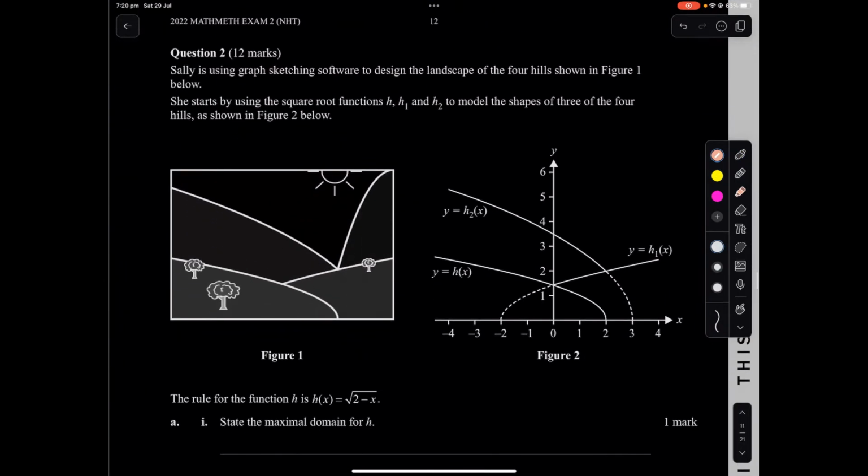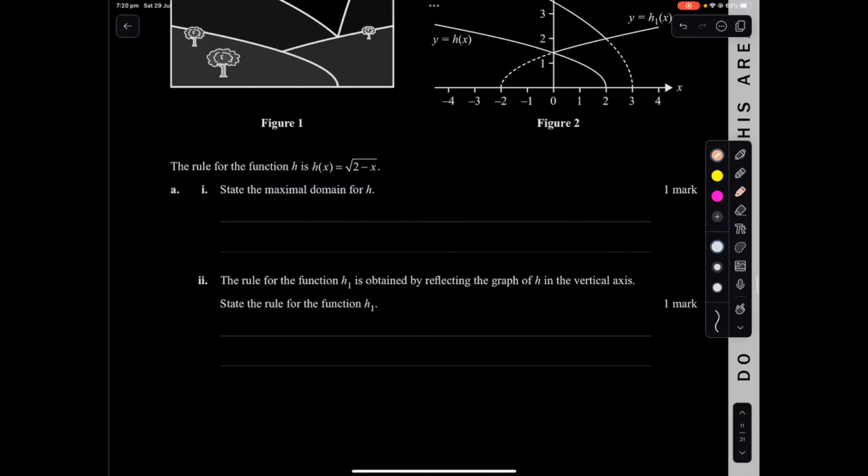Okay, question 2. Sally is using graph sketching software to design a landscape of 4 hills. She starts by using the square root function h, h1 and h2 to model the shapes of the 4 hills. Okay, we can see that. The rule of the function h of x is this. Okay, state the maximal domain.